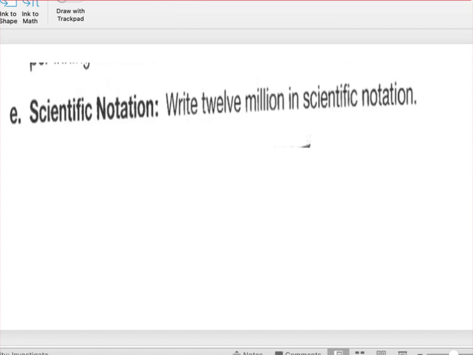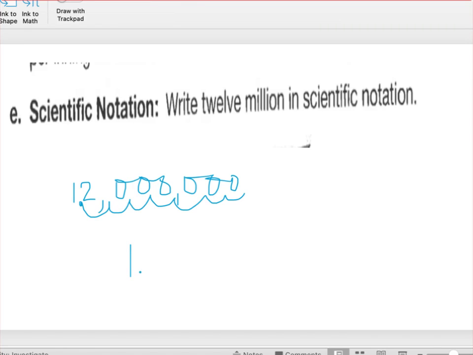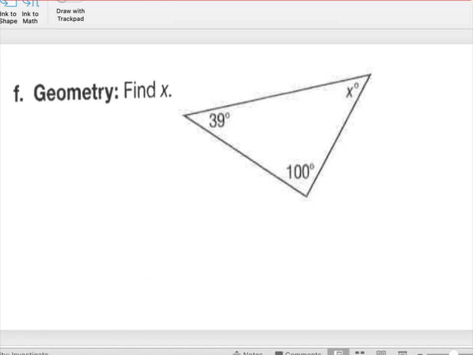Scientific notation, 12 million. So first let's write it in its standard form, 12 million, 1, 2, 3, 1, 2, 3, and then we're going to turn that into scientific notation, which will go 1, 2, 3, 4, 5, 6, 7, decimal right after the first non-zero digit, 1.2 times 10 to the 7th power is the scientific notation.